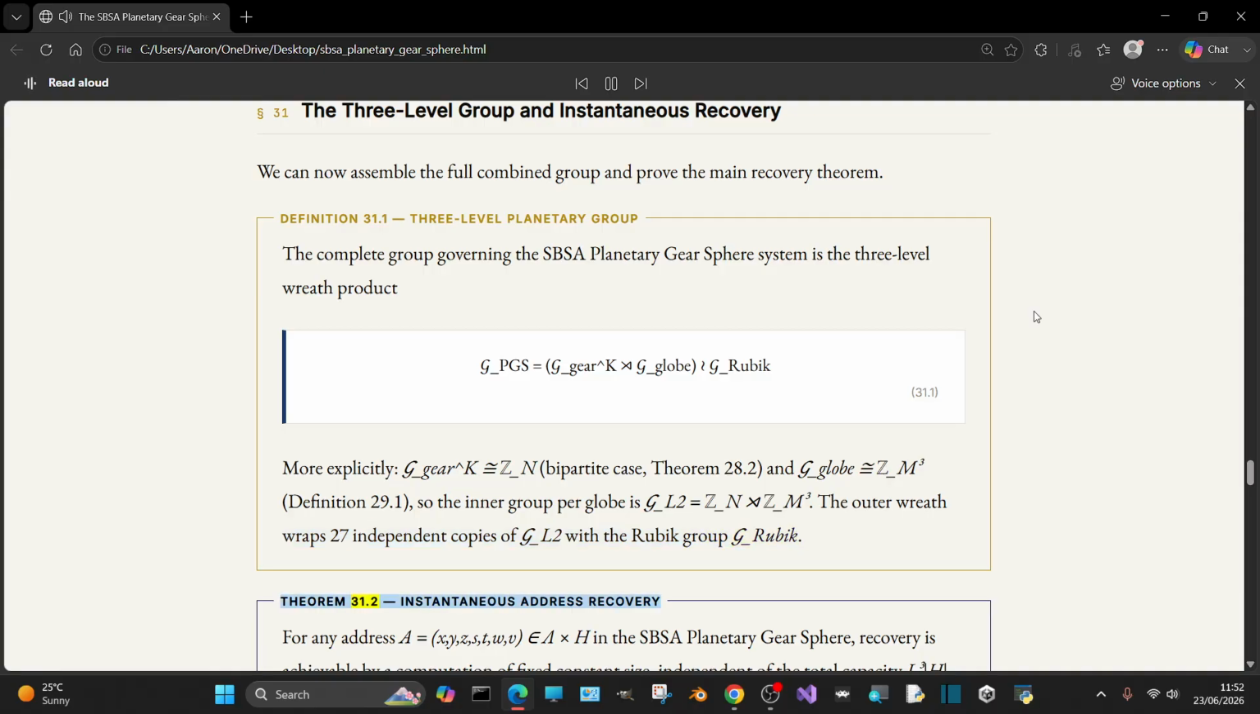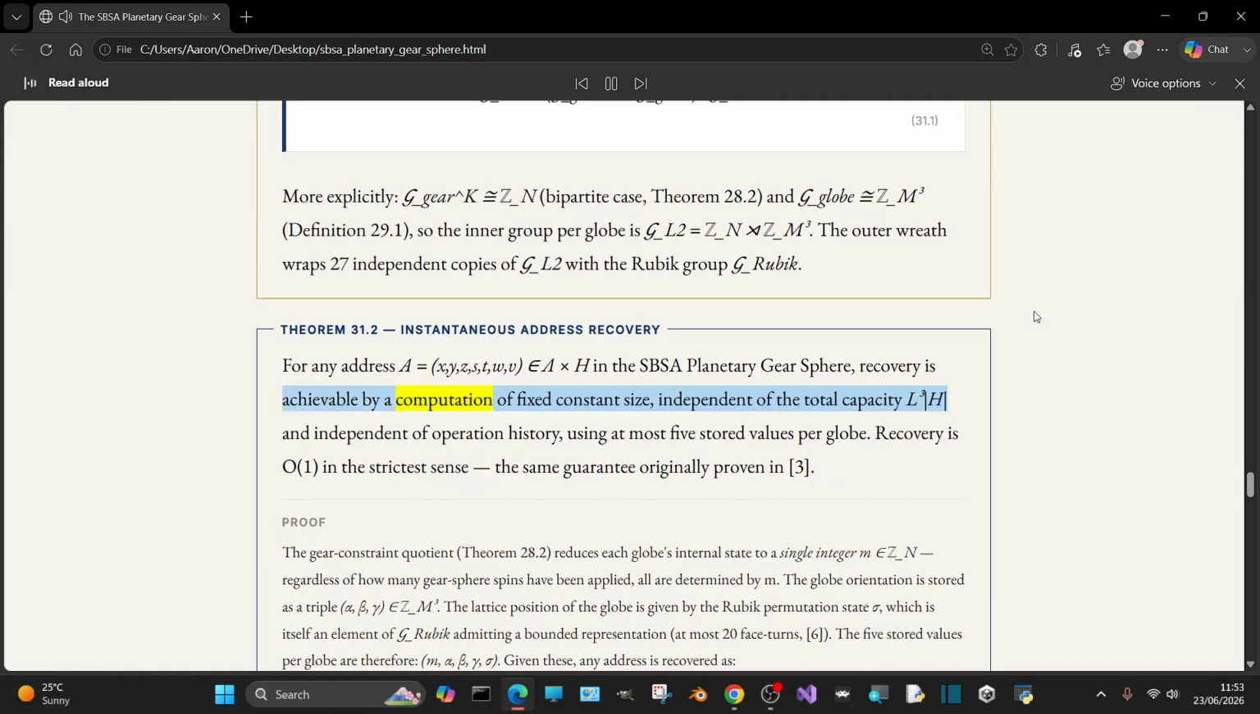Theorem 31.2, Instantaneous address recovery. For any address A equals X, Y, Z, S, T, W, V, an element of lambda times H in the SBSA planetary geosphere, recovery is achievable by a computation of fixed constant size, independent of the total capacity L cubed H and independent of operation history, using at most 5 stored values per globe. Recovery is O(1), in the strictest sense, the same guarantee originally proven in 3.